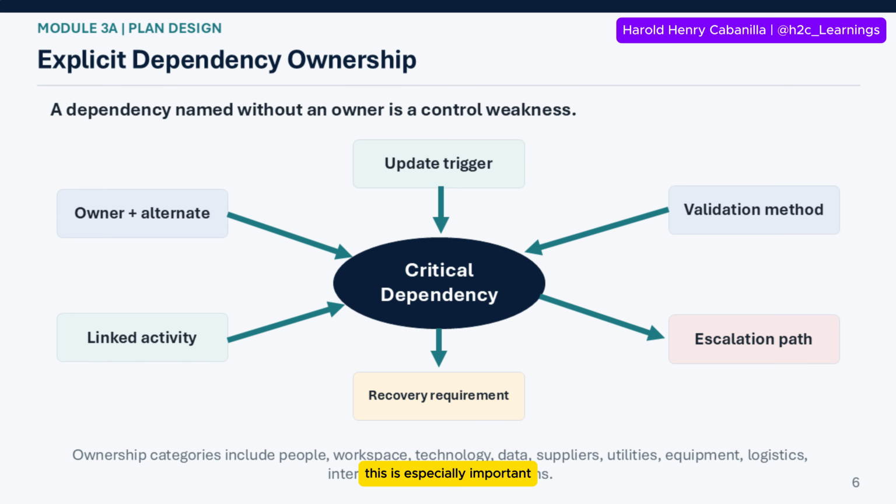This is especially important where one dependency supports multiple critical activities. Without ownership, dependency failure can become invisible until the point of disruption. With ownership, the BCP becomes a controlled map of what must be available for recovery to be possible. Dependency ownership is therefore not administrative detail. It is a core readiness control.